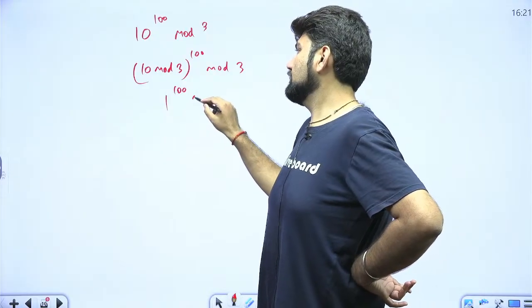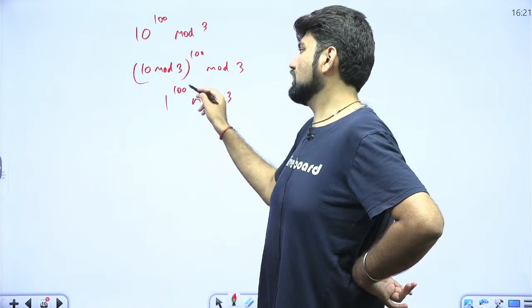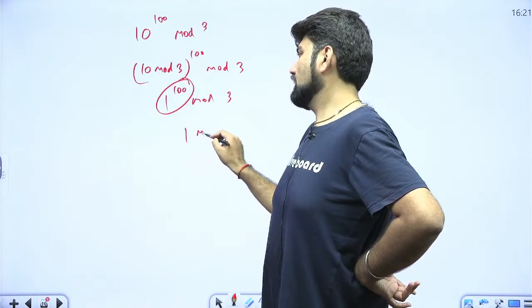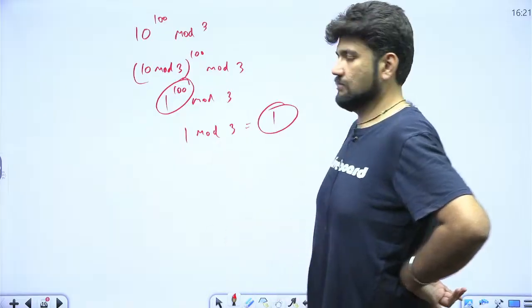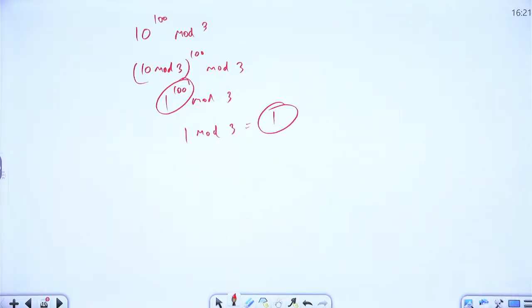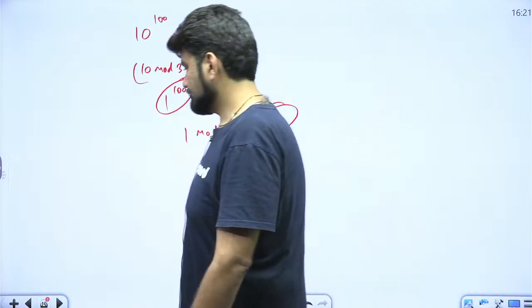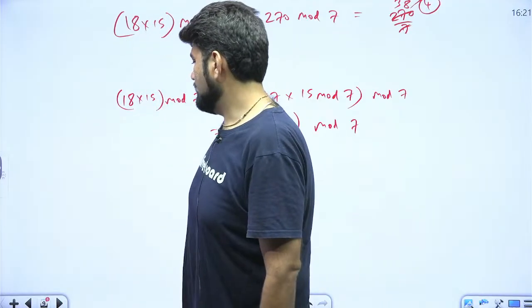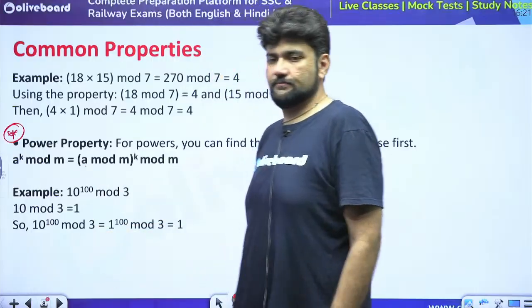Now you only tell me what is 1 raised to the power 100? That is 1 only, no? And 1 mod 3, if it is less than 3, it is always going to be the same number. If your dividend is less than the divisor, then the dividend itself is the remainder. Always remember that. Easy? So what is the remainder when 10 raised to the power 100 is divided by 3? So now it is simpler.